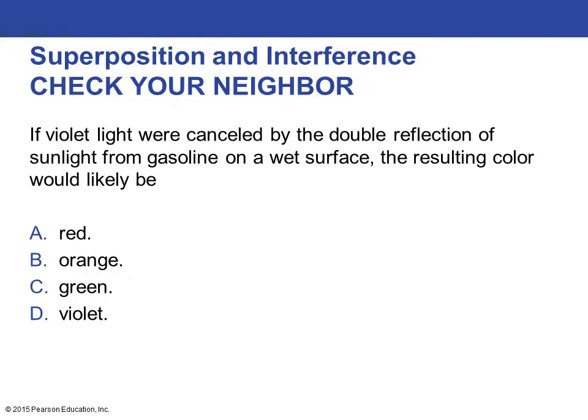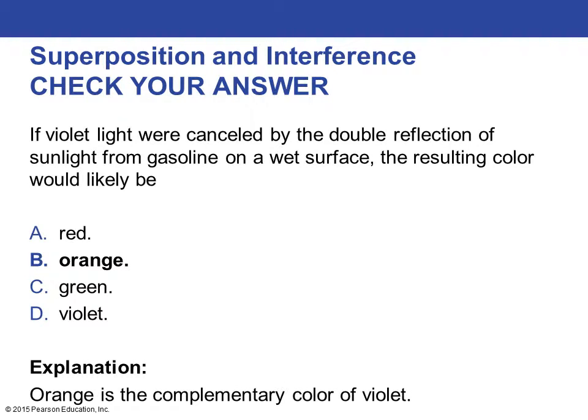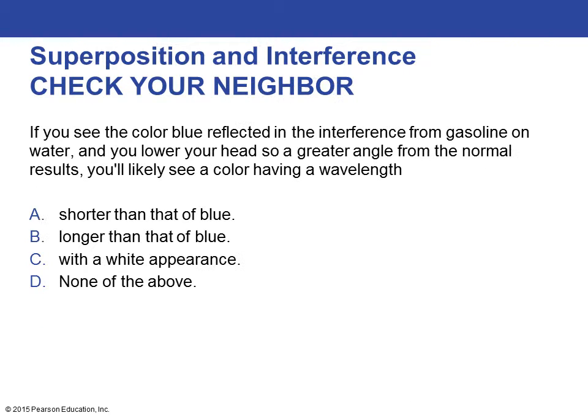If violet light were canceled by the double reflection of sunlight from gasoline on a wet surface, the resulting color would likely be red, orange, green, or violet. And the answer is orange, because orange is the complementary color of violet.